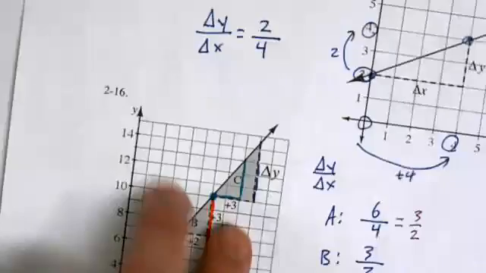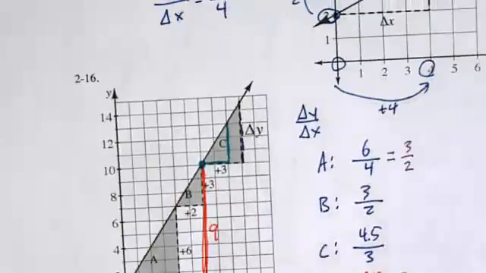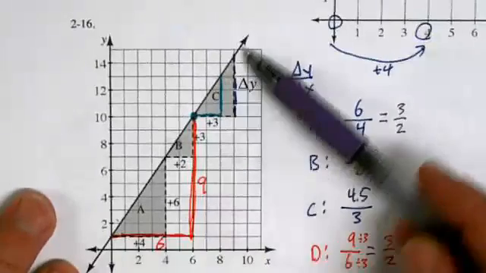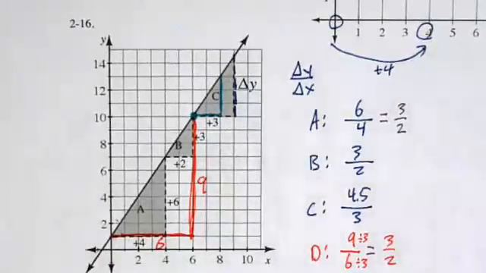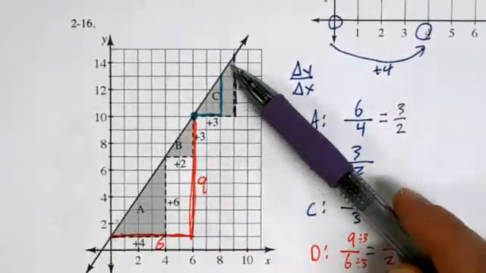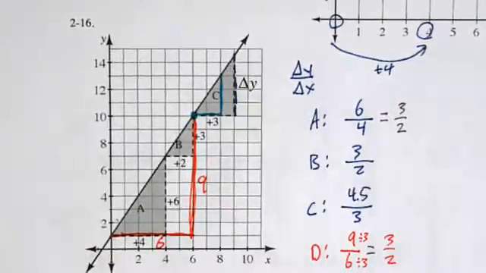Now go back to the front side. Would you agree that any point along this line is the same steepness? It's not steeper here than it is here. Every point has the same steepness. So every point has the same slope.